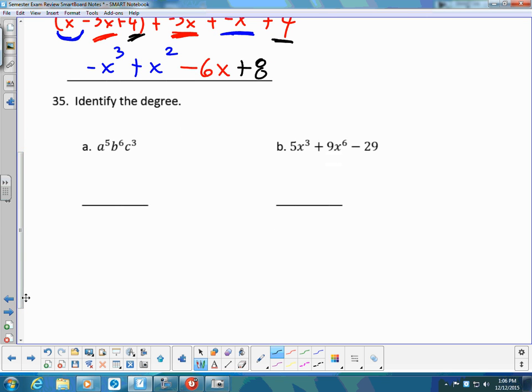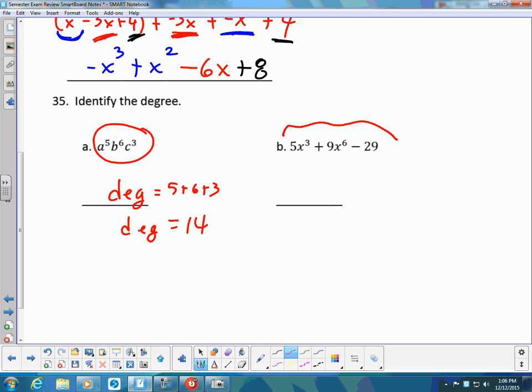Let's take a look at number 35. Here it says identify the degree. Now this is a monomial, meaning just one term. So to get the degree of a monomial, you actually have to add up the degrees of each individual factor that make up that monomial. So that means that the degree here is going to be 5 plus 6 plus 3, so the degree is equal to 14. Over here, this is not a monomial, this is a trinomial, and so the degree of the whole trinomial is going to be the highest power of any individual term. And since that's 6, the degree here is equal to 6.